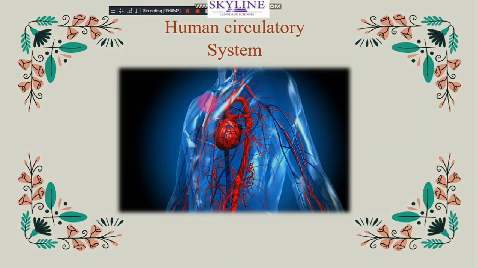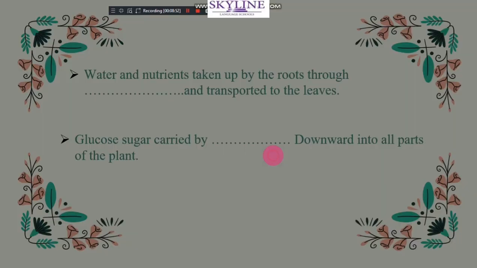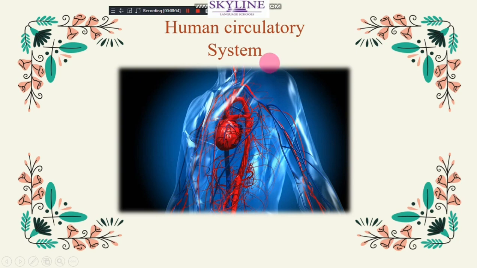Okay, by what? By xylem. Glucose sugar carried by what? Downward by phloem. Xylem, phloem. Okay, look. We have a transport system, but it has a name. It is called the circulatory system. Our transport system is called circulatory, but inside the plant it is called the transport system only.